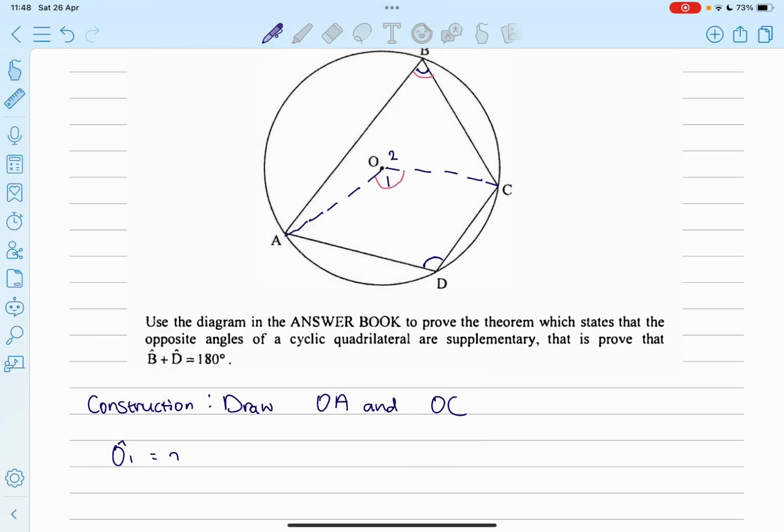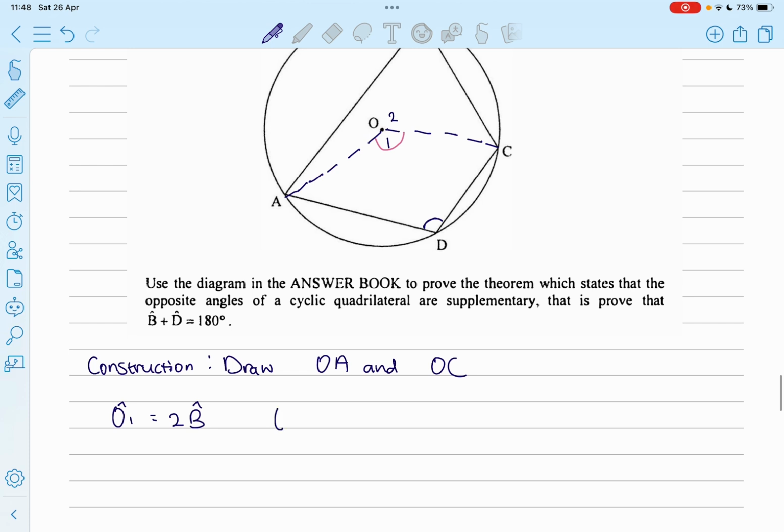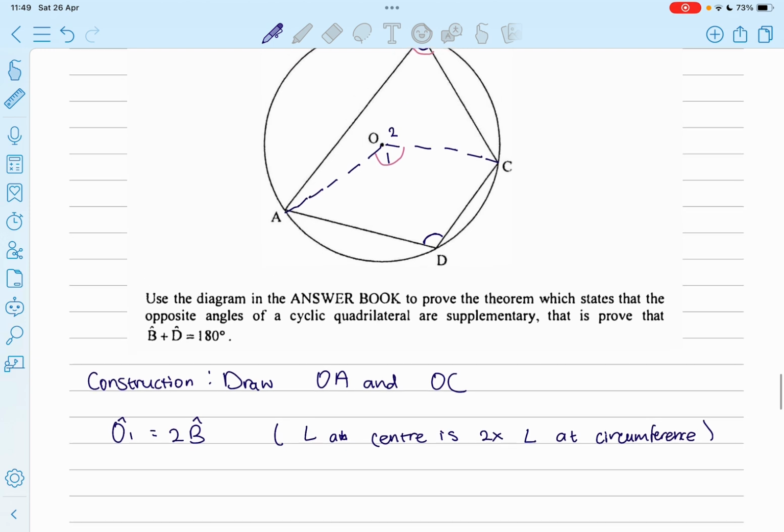Thus, O1 is twice the angle at B, and our reason is that the angle at the center is 2 times the angle at the circumference. Okay, now we have O1.